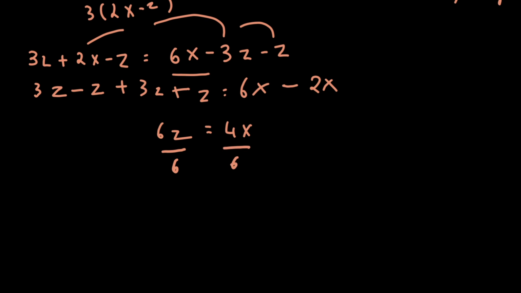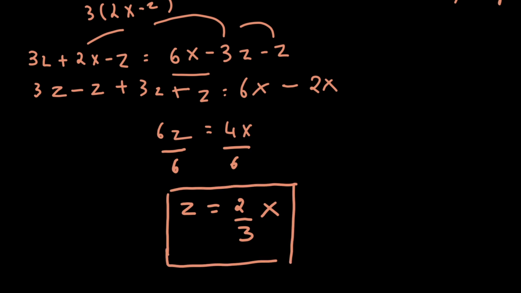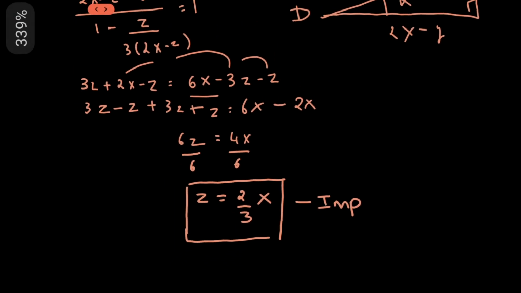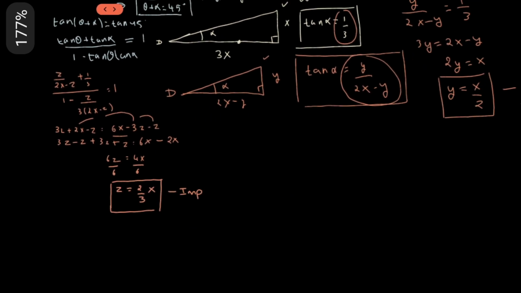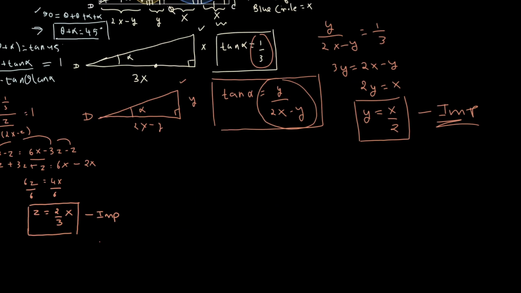So on the left hand side we will have z, and on the right hand side we will have 2 upon 3 times x. And here we have got the value of z in terms of x, that is ultimately the radius of the pink circle in terms of the radius of the blue circle. And this is the second important equation. Recall that we have already got the first important equation over here. Okay, so as we have got both of the important equations, let us proceed to the final step.